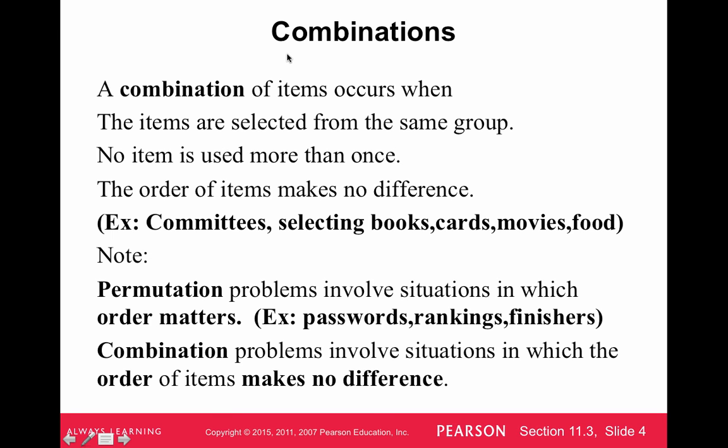So combination is our third counting technique. A combination of items occurs when the items are selected from the same group, just like a permutation. That's the same thing. No items are used more than once. That's the same as the permutation. But what makes it different from a permutation is that the order of items makes no difference.